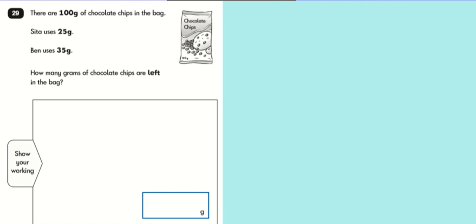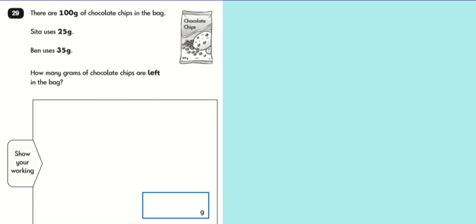Here we go. Okay, here's question 2. So remember, let's read it together really carefully. Here we go. There are 100 grams of chocolate chips in the bag. There it is. Sita uses 25 grams. Ben uses 35 grams. How many grams of chocolate chips are left in the bag?